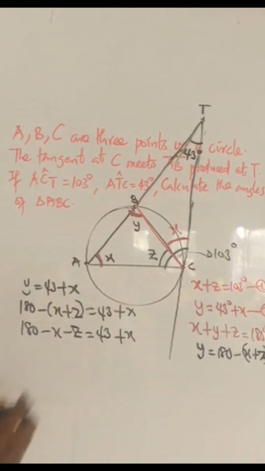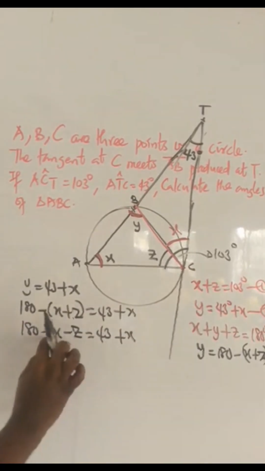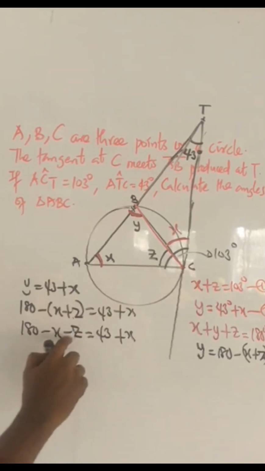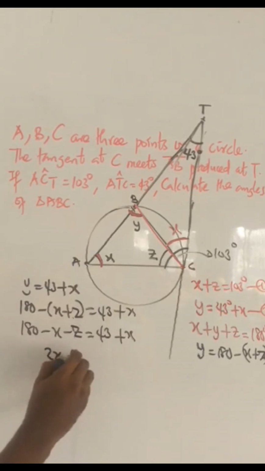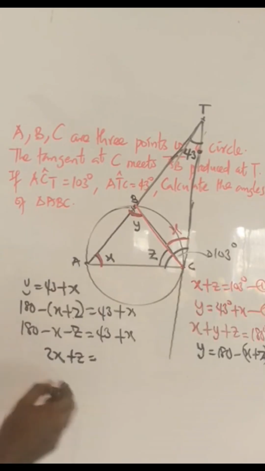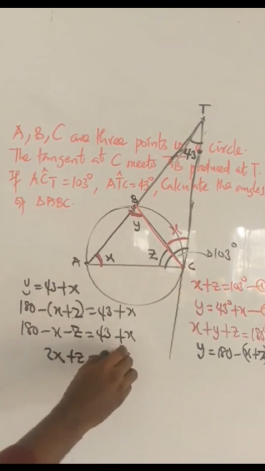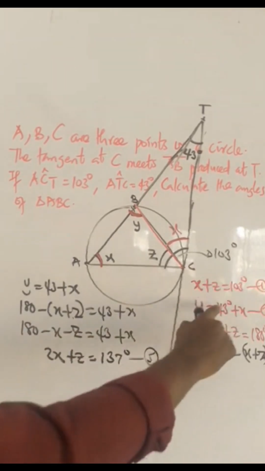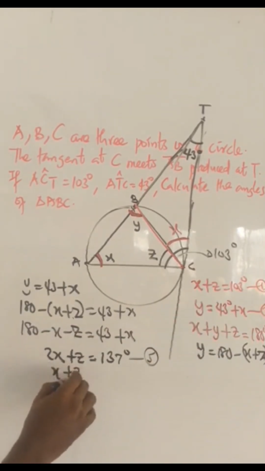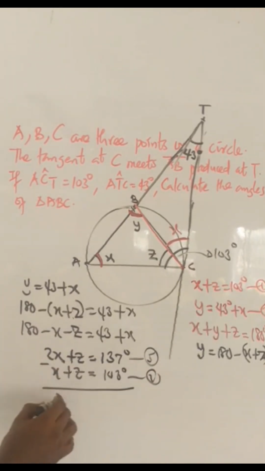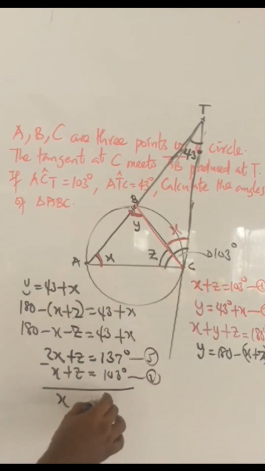So from here, let's bring everything here. This minus X, when it comes, becomes plus X. X plus X is 2X. This minus Z crosses and becomes plus Z. Equals, let's bring the 43 here, 180 minus 43. Then let's go to equation 5. Then let's go back to equation 1. Equation 1 is X plus Z equals 103. Now let's subtract. From here it means X equals, subtract, X is 34.